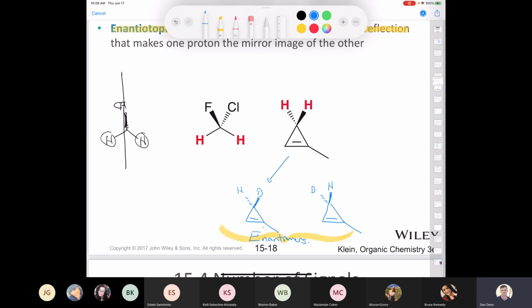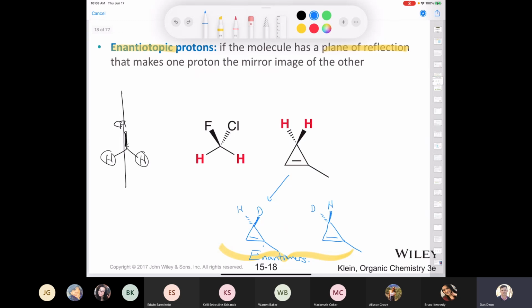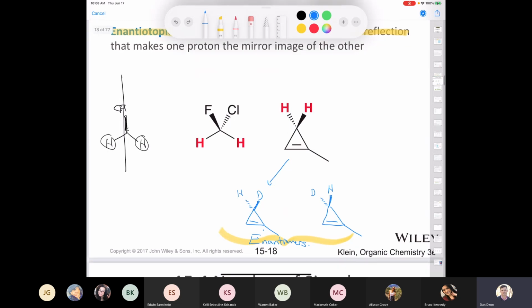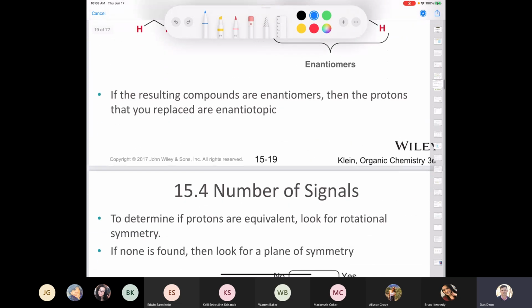So if the two compounds are enantiomers, that means that the two protons are enantiotopic, okay? And it means that they're chemically equivalent. So all you've got to do is the replacement test if you're stuck, okay? I do the replacement test all the time. I mean, the more familiar you get with identifying planes of symmetry, the easier it gets. But if you're having difficulty with it, you just do the replacement test.